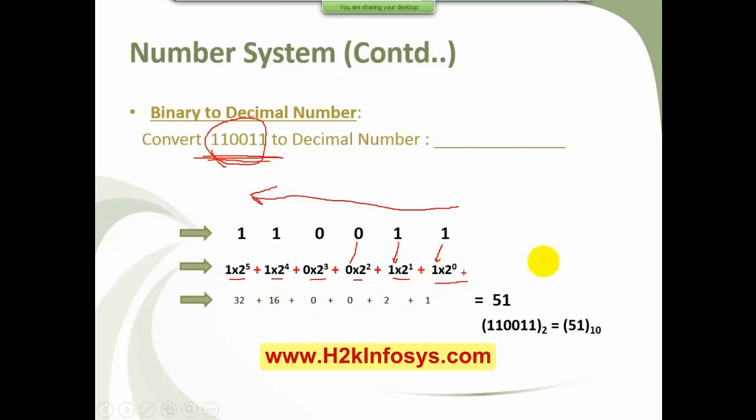So 2 power 0 is 1. Anything to the power 0 is 1. For example, 5 power 0 is 1, 5 power 1 is 5, and 5 square is 5 into 5, which is 25. So like this.